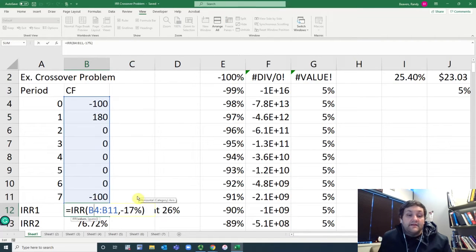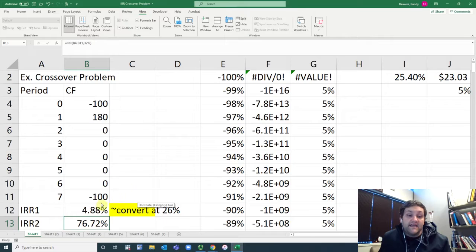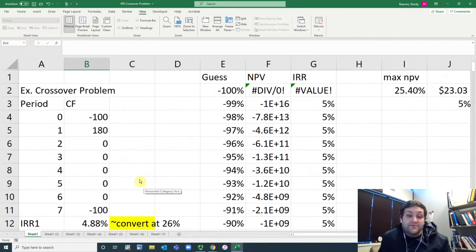Here we have the internal rate of return formula using Excel. The second optional argument here is guess, which automatically guesses 10%, but I changed it here to get it to where it would change to the lower IRR, 4.88%, and then here a different guess yields 76.72%. Well, how can we get the guesses or see what the IRRs are?